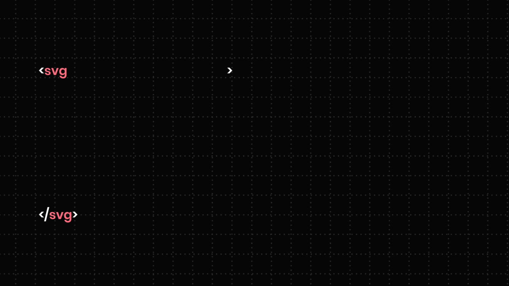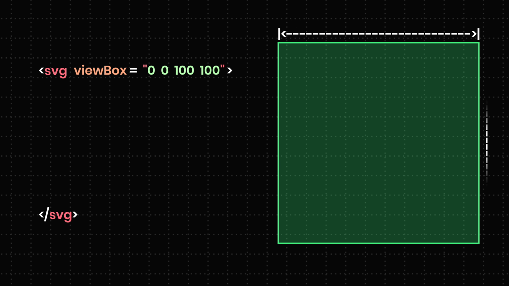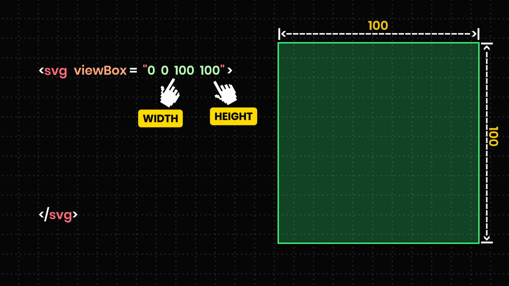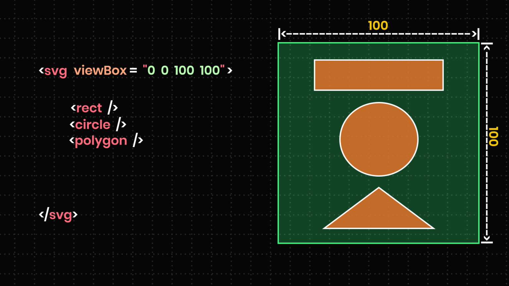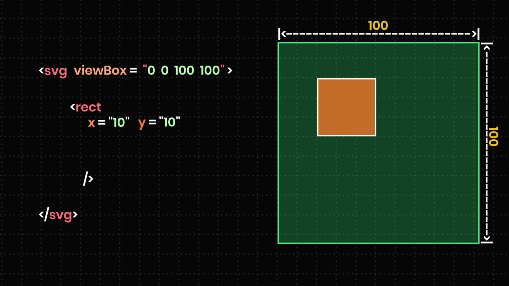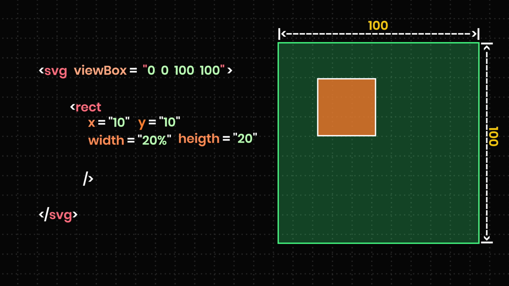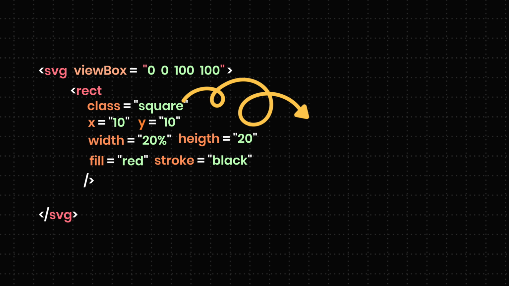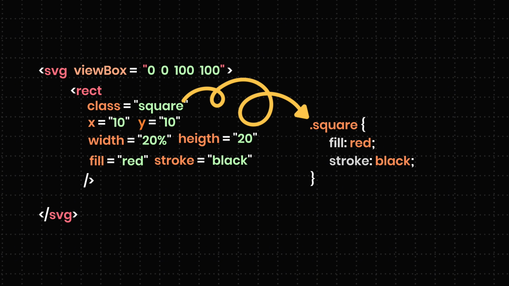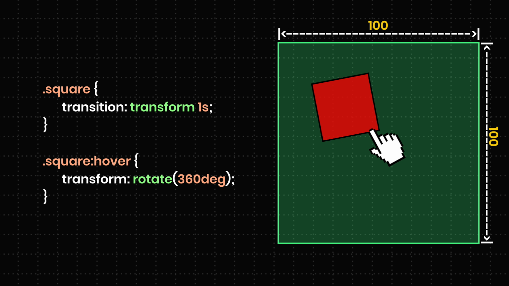SVG starts with the SVG tag, where we define a coordinate system using the viewBox. This gives us a space to draw graphics with a fixed width and height. You can create simple shapes like rectangles, circles, and polygons, and position them using X and Y values while easily controlling their size. To style them, use fill for colors and stroke for outlines. As things get more advanced, you can use CSS, just like regular HTML, and even add animations or interactions.